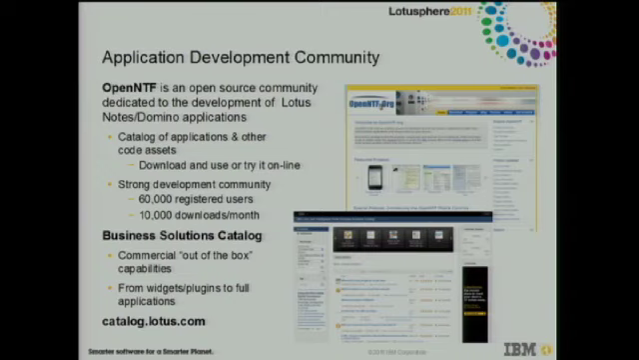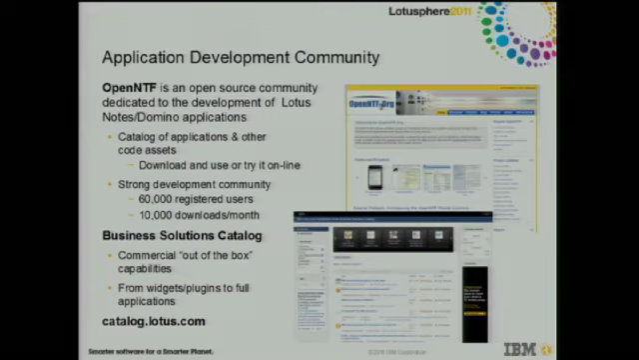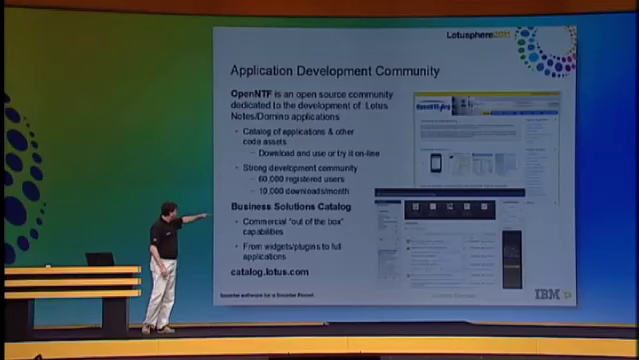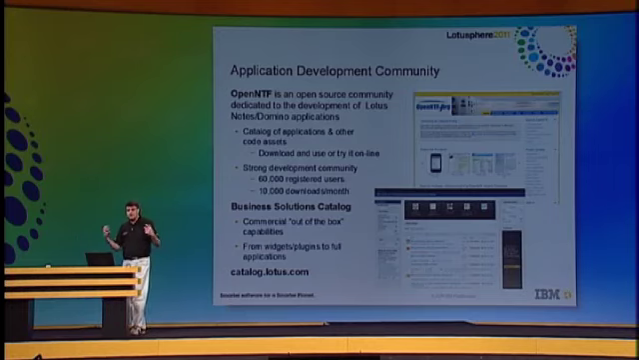The second site we have is the Business Solutions Catalog. So this is more for the commercial out-of-the-box capabilities. You can find components, widgets, or full applications that are ready to use and download. And just for the sake of the platform, the two websites here, OpenNTF and the catalog, are two applications built on top of our framework. They are two XPages applications, and they are connected. The second one is connected to Connections at the same time. So it's based exactly on the same stack that we showed for Lotusphere Online.